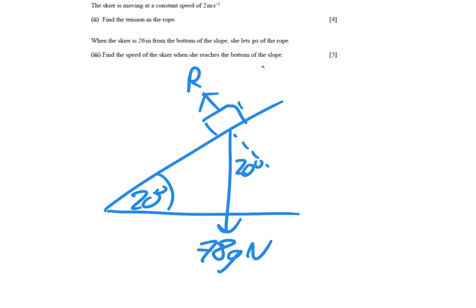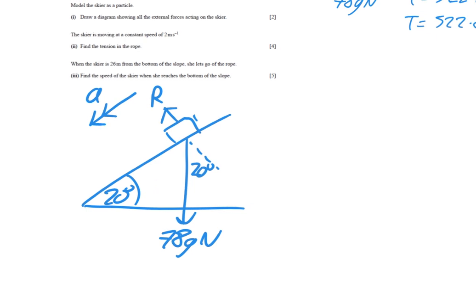So for this bit, we need to find her acceleration. She's going to start going down the way. She's going to be accelerating this way. Okay, that's what we need to find. So it's now an F equals ma question. So force equals mass times acceleration.